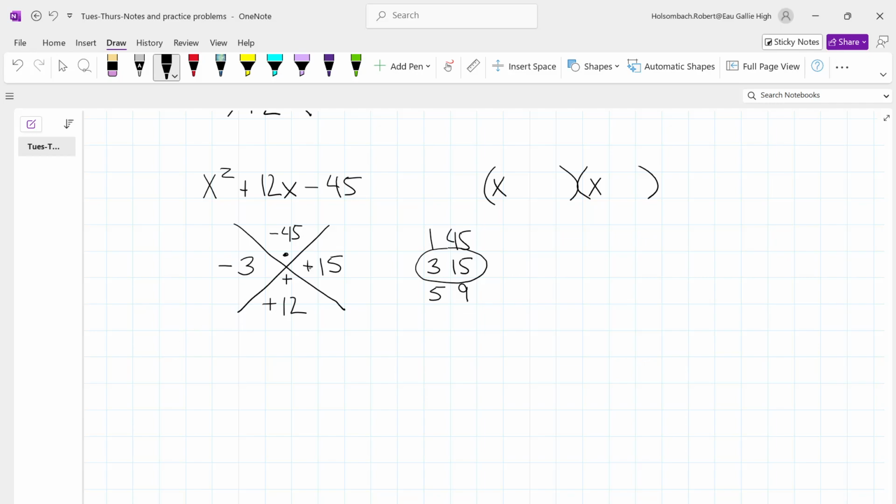So negative 3 plus 15 is 12. Negative 3 times positive 15 is negative 45. So our factors are x minus 3 and x plus 15.